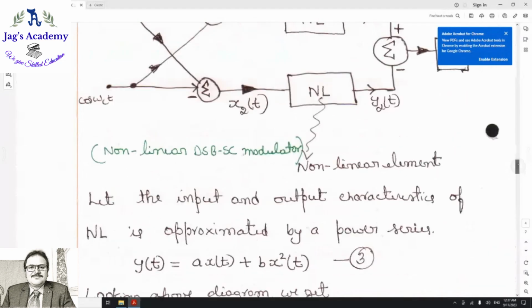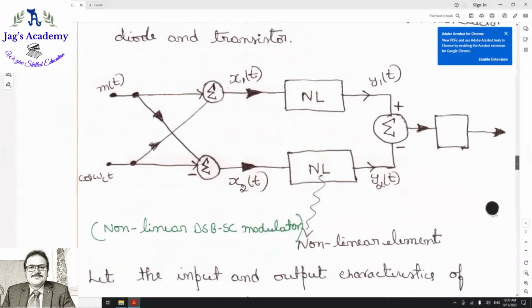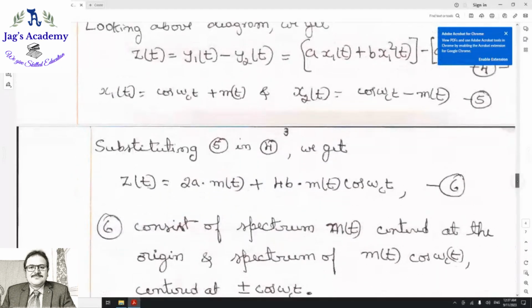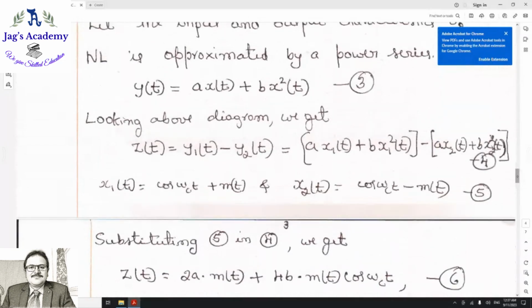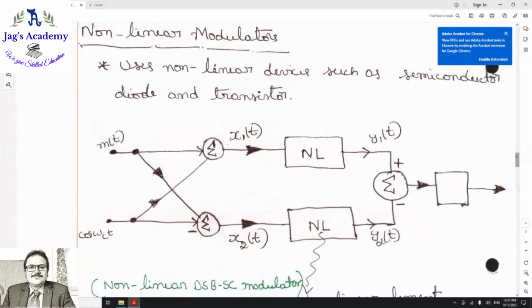I have told you this, see here. What is x1 of t? Cos omega c t plus m of t. What is x2 of t? Cos omega c t minus m of t, yes or no? Okay, now when your x1 of t and x2 of t are known, can you put this in this equation? What is z of t? First write this. What is z of t here? Suppose if you take z of t here, what is z of t? Output at this point: y1 of t plus y2 of t, right?